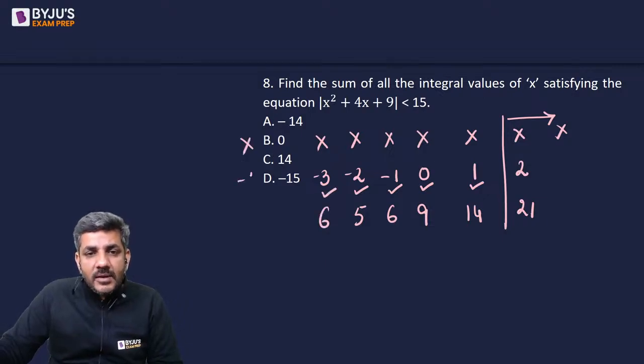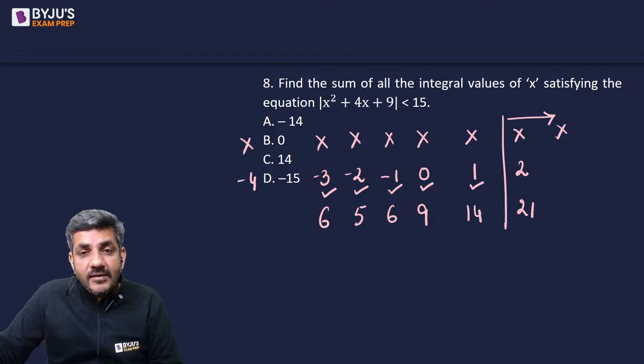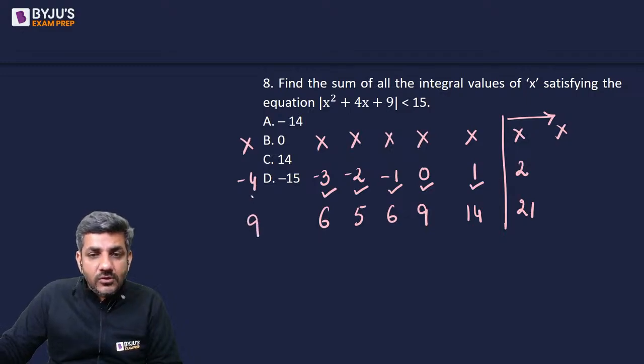Let us put x is equal to -4. -4 square is 16 and -4 into 4 is -16 plus 9. So 9 remains. This is also a valid value.